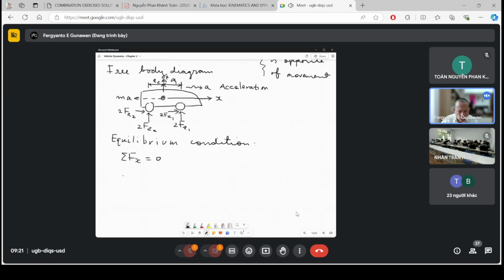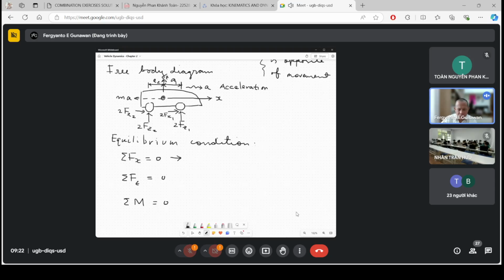So all the forces in the x and also in the z direction should be 0, and we also have sigma moment should be equal to 0, right? So all the forces and moments should be equal to 0, right?